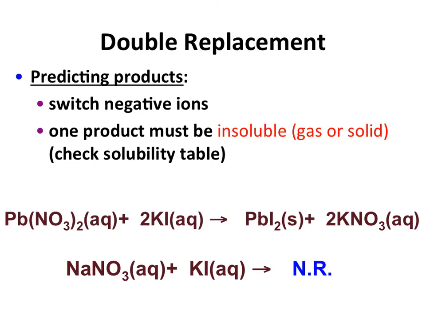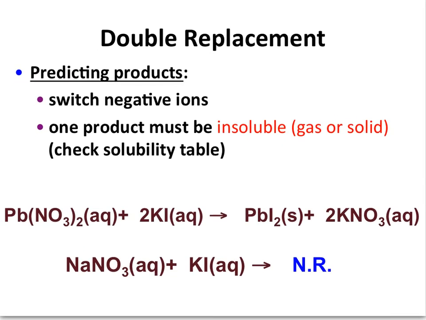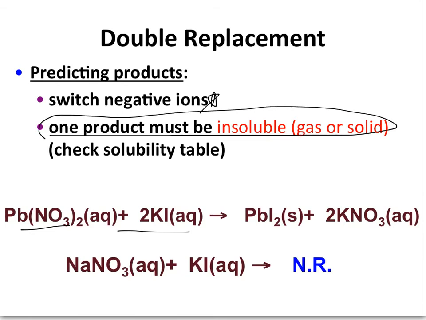Finally, predicting the products. Okay, so the first thing you guys are going to have to make sure that you're doing is that you swap your negative ions in the two compounds that you have. So two ionic compounds, you're going to swap those out. And guys, one product, remember, always has to be insoluble. So you're either going to get a precipitate, so lead iodide would be a great example. Or also, sometimes your product can leave as a gas.